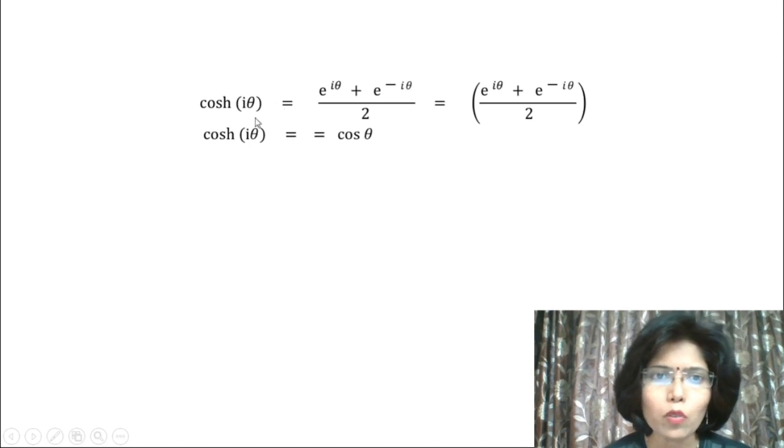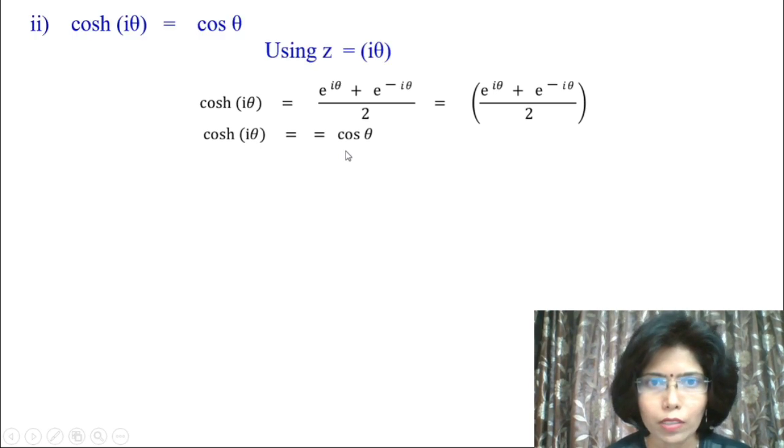Similarly, cos of i theta is equal to e raised to i theta plus e raised to minus i theta upon 2. This is nothing but cos of theta. So cos of i theta is equal to cos theta.